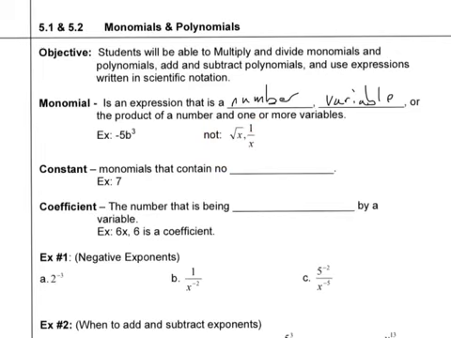A constant, these are monomials that contain no variables. A coefficient, this is the number that is being multiplied by a variable. So for example, here we have 6x. 6 would be the coefficient, or up here negative 5 would be the coefficient. Alright, so just some terms that we've got to have down.